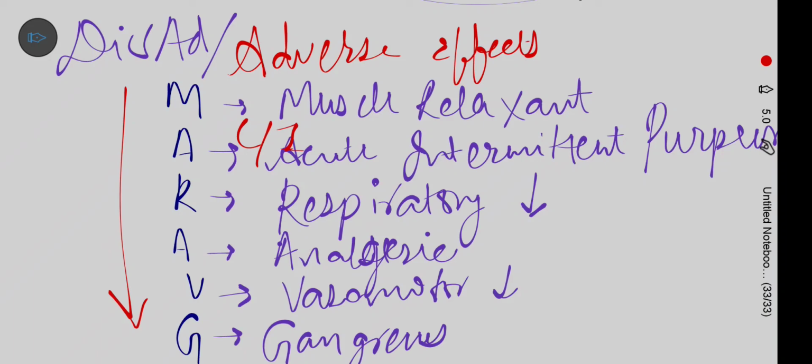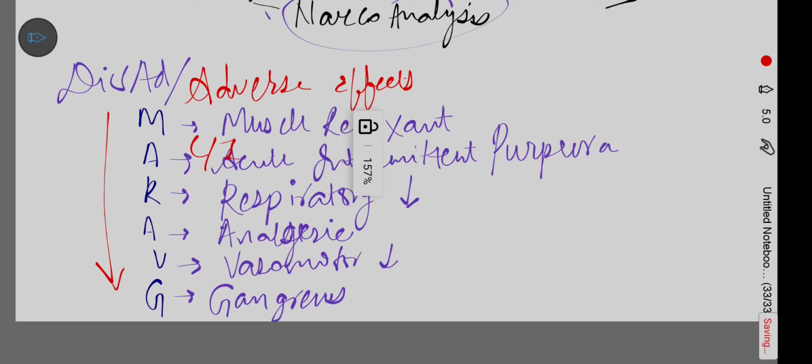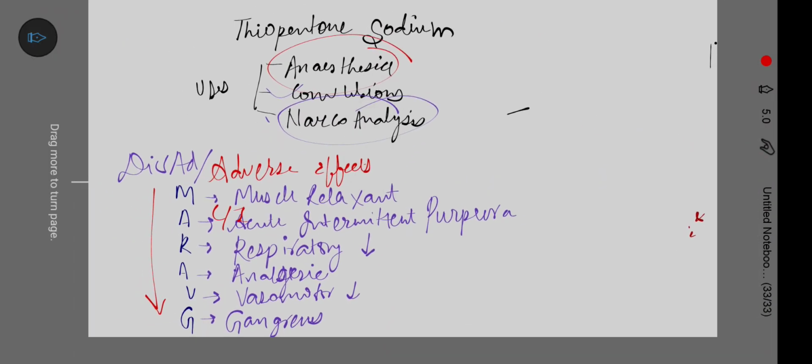V stands for vasomotor depression, so it also causes vasomotor depression. And G stands for gangrene, so it also causes gangrene. So these are the adverse effects and uses of thiopentone.